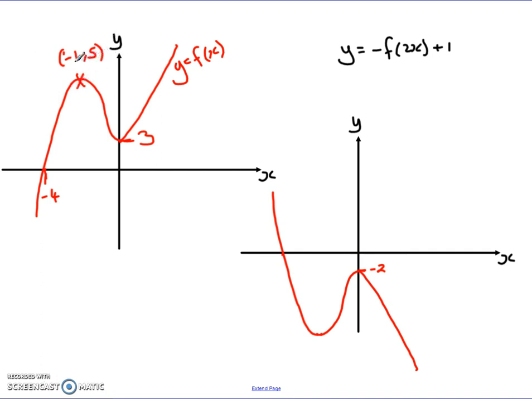The negative 1, 5, well, when the x transformation happens, that gets squashed in and halved. So the x value goes from negative 1 to negative a half. The y value flips, so it goes from 5 to negative 5 down here, and then shifts up 1. So that then goes to negative 4.